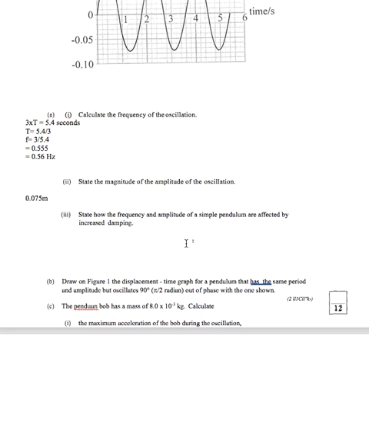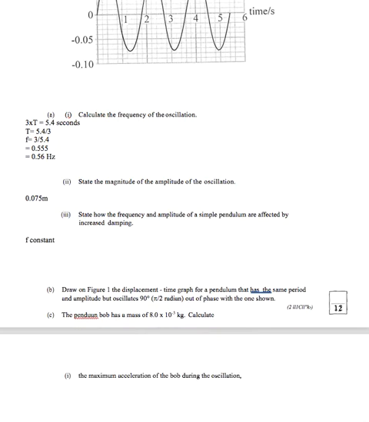State how the frequency and amplitude of a simple pendulum are affected by the damping. Well, the frequency will be constant. The amplitude decreases.